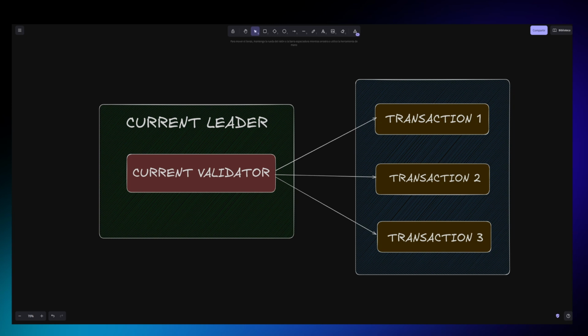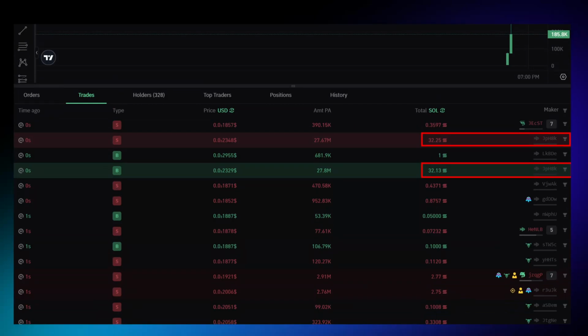The process is precise and systematic. When a bot detects a significant incoming trade, it orchestrates a three-part sequence that occurs within a single block. Let's have a look at this with a real example from Solana's transaction data. We observed a MEV bot executing a perfect sandwich attack.